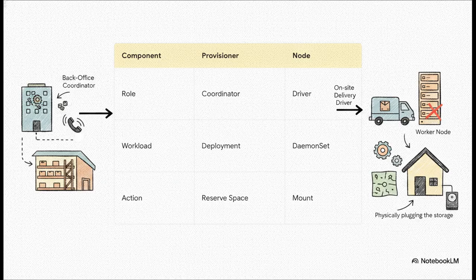The node plugin, on the other hand, is your on-site delivery driver. Running as a daemon set on literally every single worker node, it handles the local data plane. It's out there mapping devices, formatting them, and physically plugging that storage right into the customer's front door, which in our case is your application pods.